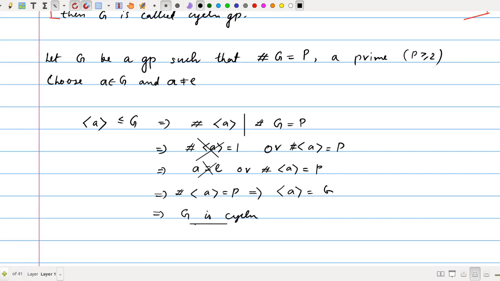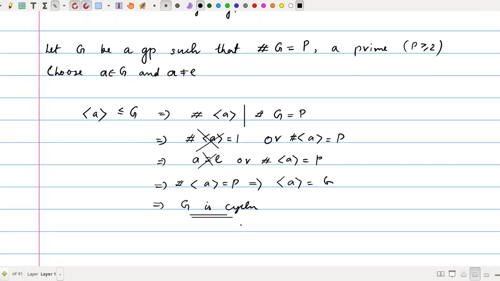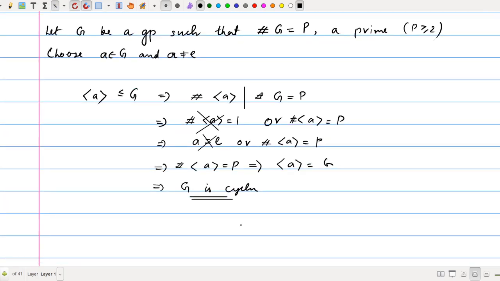So this proves the corollary of Lagrange's theorem. This is a famous corollary: every group of prime order is cyclic. For example, if you are asked to give an example, or what are the groups of order 5, you can say that every group of order 5 is cyclic. Cyclic groups are classified, as we have already discussed, so every cyclic group of order 5 is isomorphic to Z5.